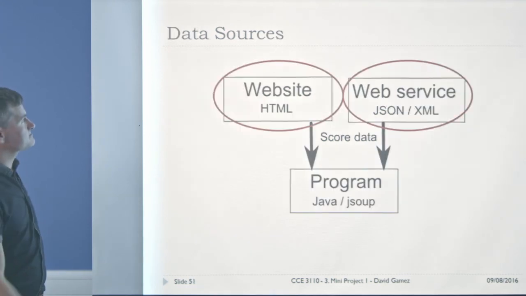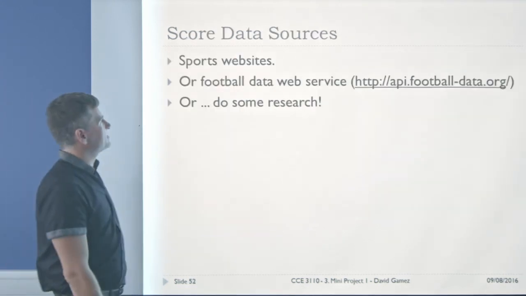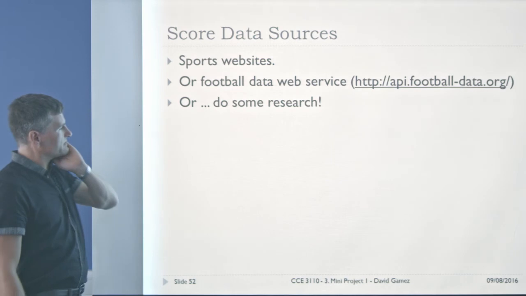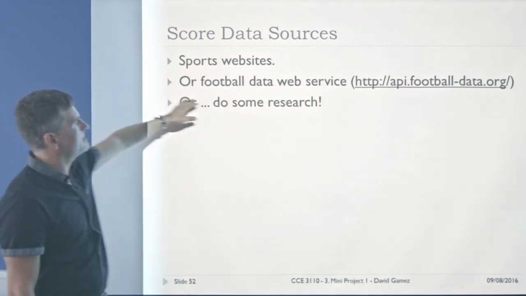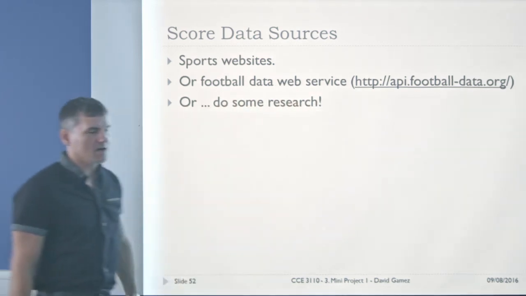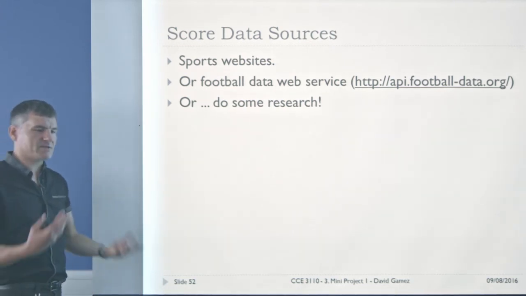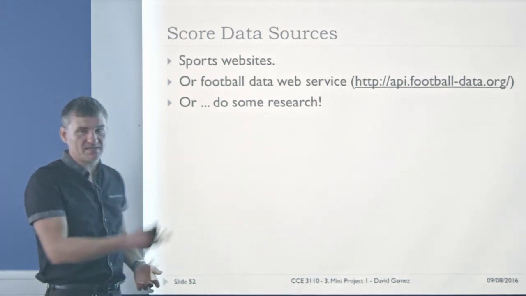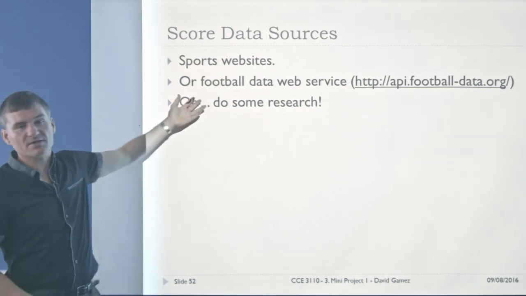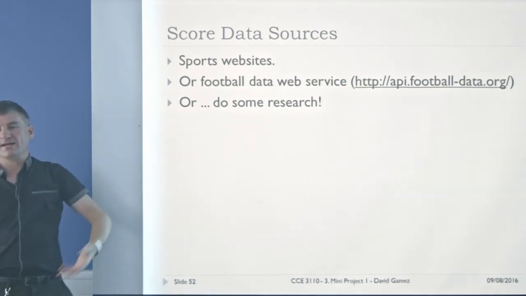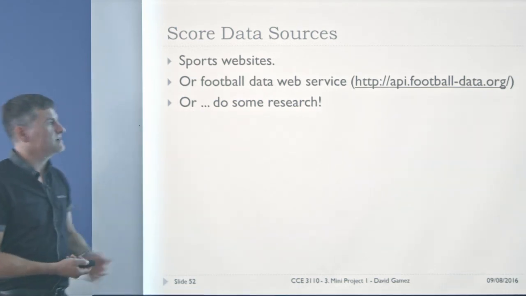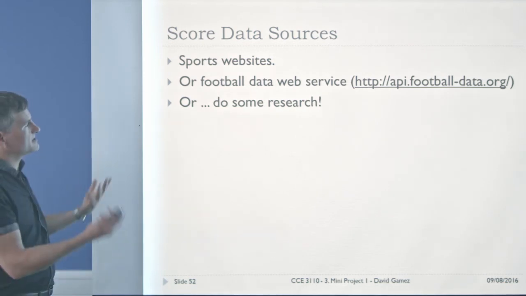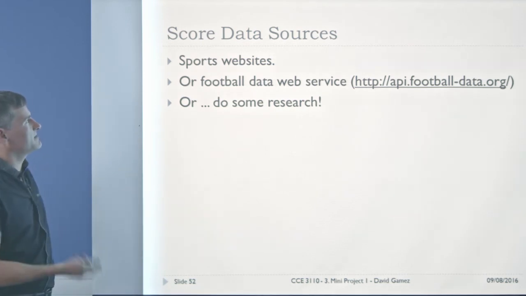And then we've got to think about the data sources. If I wanted to do a football website, there's a football data web service I found. I'll briefly talk about how you can do web scraping to pull the score from the BBC Sport pages, something like that. Or do your own research, right? There are lots of websites and web services out there. You can pull it from Twitter, for example. There are all kinds of things. So do some research, talk to me, and we can have a discussion about it.